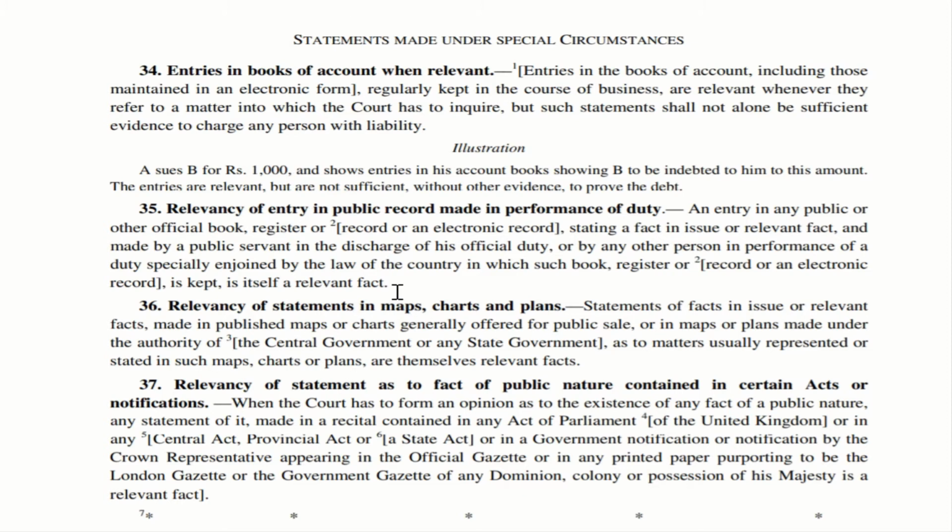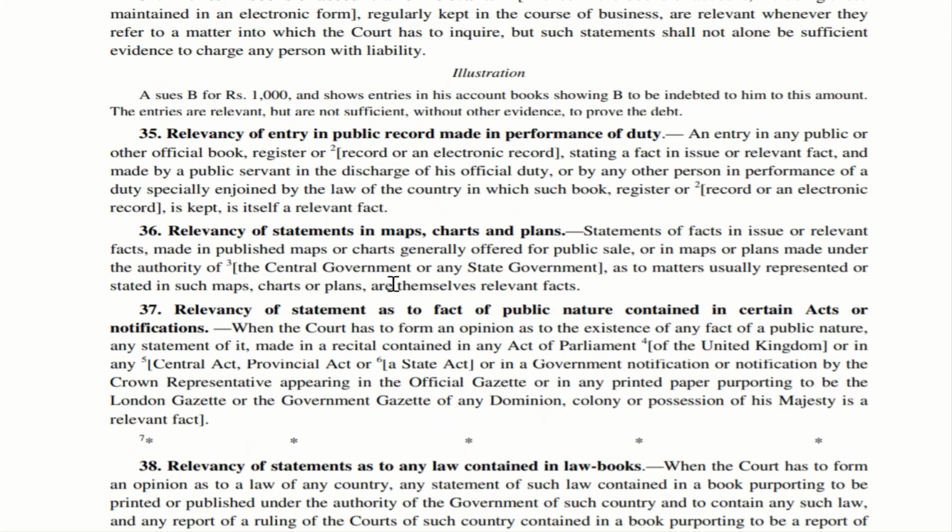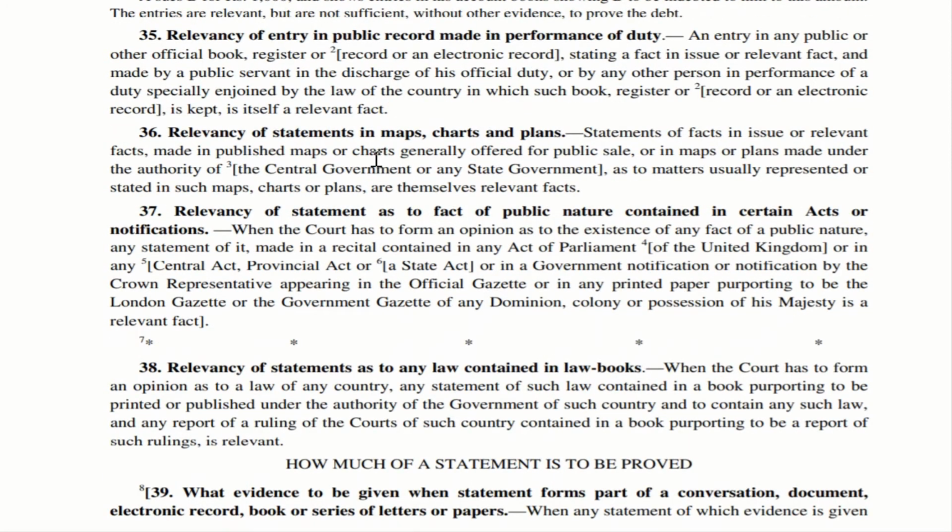Let us move to section 36. Relevancy of facts, relevancy of statements in maps, charts and plans. Let us try to understand this section 36 in a simple way. Now, there is a case pending in the court where the question is whether there is a particular building in a particular road.